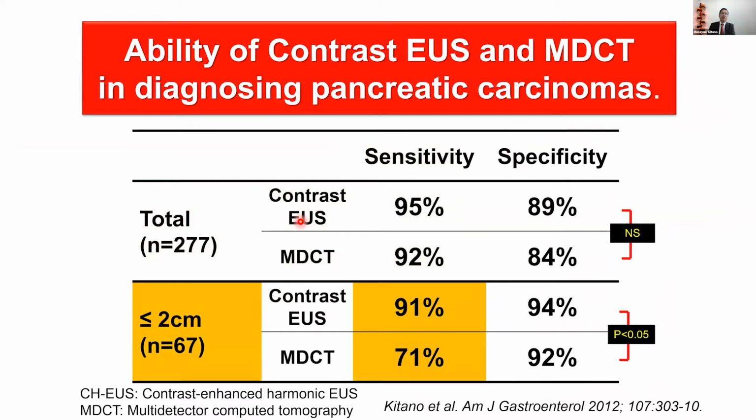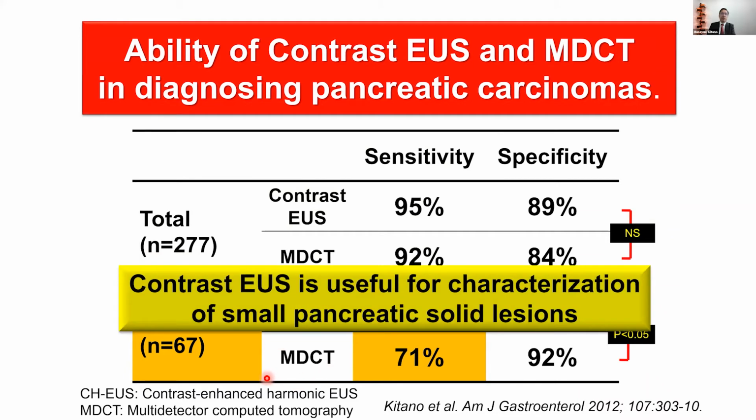Then we compared contrast EUS and MDCT, and we found these two imaging modalities are comparable in terms of diagnosing pancreatic carcinomas. However, when we focus on tumors of 2 centimeters or less, the sensitivity of contrast EUS is higher than the MDCT. Therefore, contrast EUS is useful for characterization of small pancreatic solid lesions.